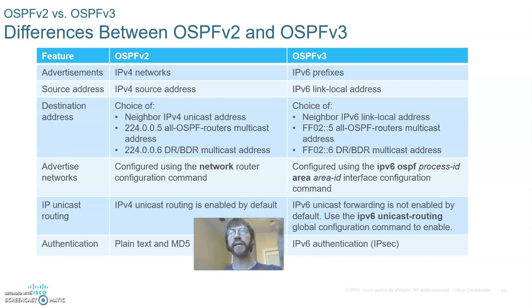One of the big differences is that your IPv4 router using OSPFv2 will provide an IPv4 interface address as its source address, whereas v3 will use its link-locals.